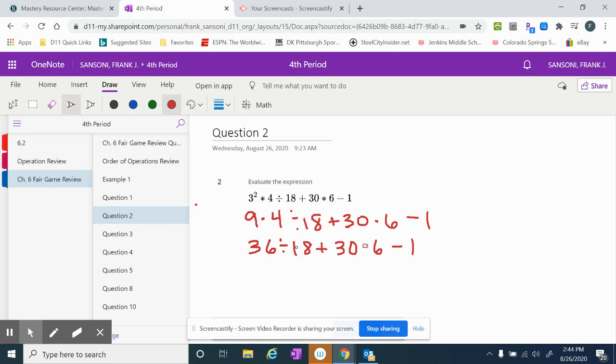So I've got 36 divided by 18, that is 2, plus 30 times 6. 30 times 6 is 180, minus 1. So this one works out for us where the addition is left of the subtraction. So I'm going to add first. So 2 plus 180 is 182. And I go 182 minus 1, which is, and I'll put the answer over here, 181.